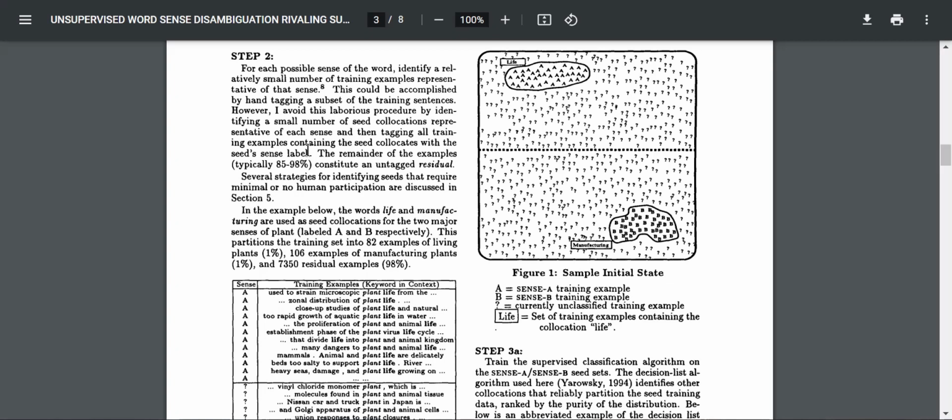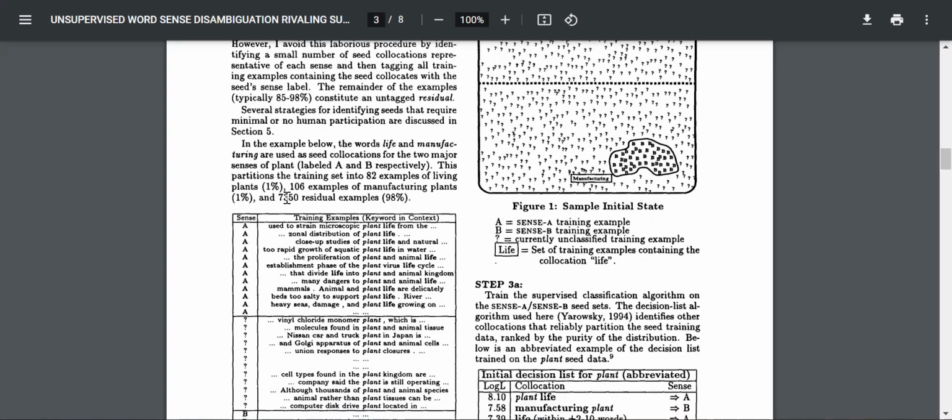So what they're saying is they'll identify some group of words, a collocation of words which represents a particular sense. Then they look in the training samples for occurrences of that collocation, and using their assumption that a particular word is much more likely to appear in only one sense in a given discourse, they'll label some training samples. The remainder of the examples, which are typically 85 to 98%, constitute an untagged residue. Several strategies for identifying seeds that require minimal or no human participation are discussed in section 5. We'll go there later. In this example, below, the words life and manufacturing are used as seed collocations for the two major senses of plants.